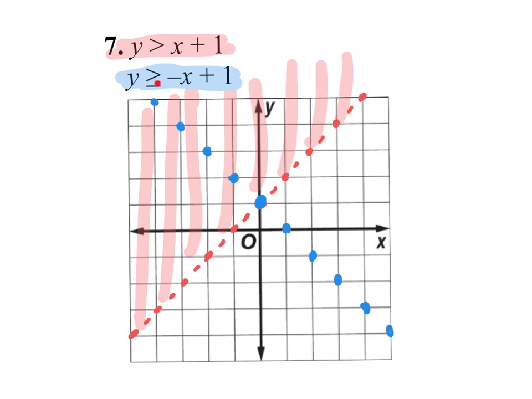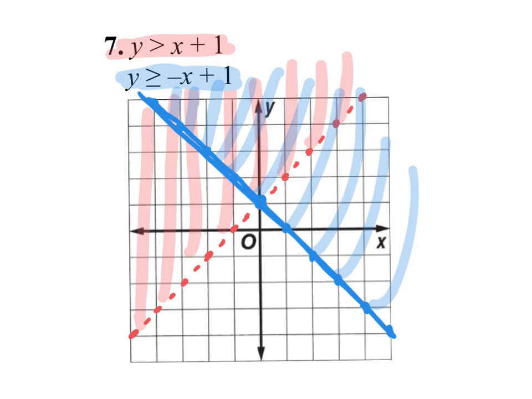This one right here will be a solid line because it has a solid line underneath it. All we have to do now is shade either below that blue solid line or above that blue solid line. What do you guys say? Above the blue or below the blue? Because it says y is greater than or equal to, greater than is above on the y. So we're going to shade in above that blue solid line.